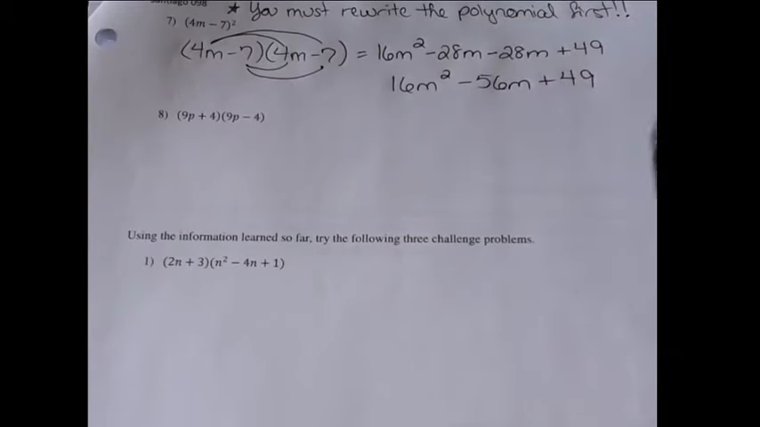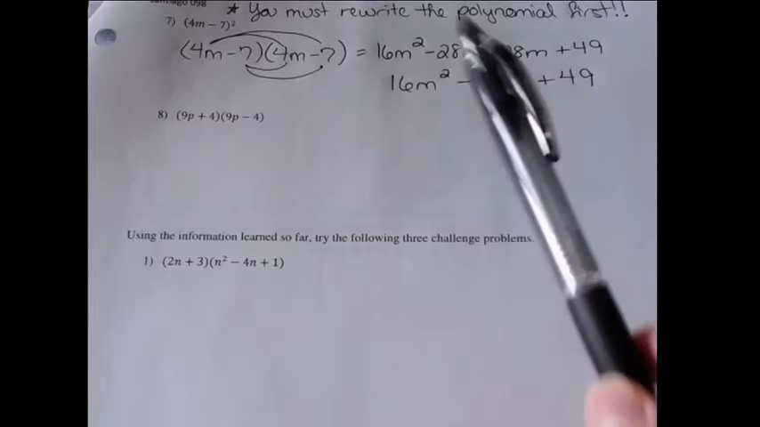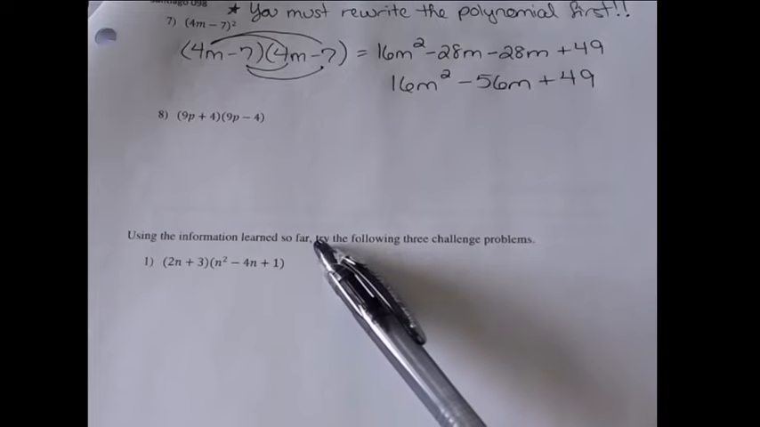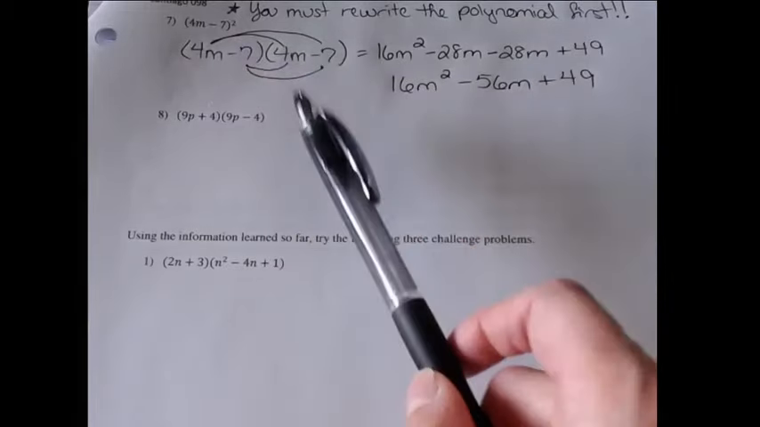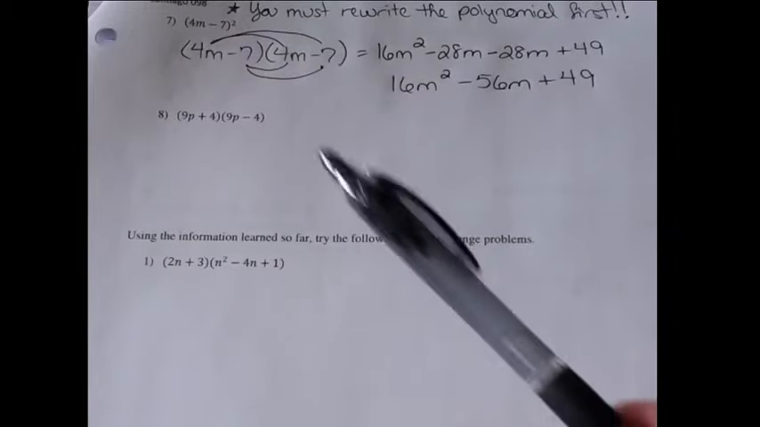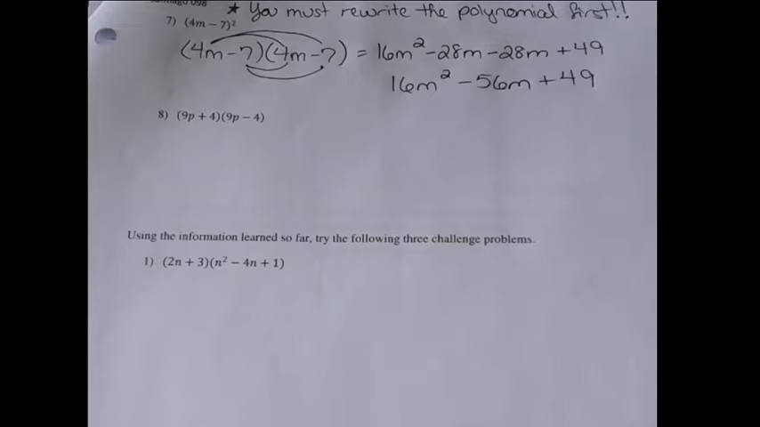Now imagine if you had said, oh, I'm just going to take a shortcut and I'm going to square the 4m and I'm going to square the 7. If you square the 4m, sure, you've got the 16m squared. If you square the negative 7, sure, you've got a positive 49. But what you missed is your middle term. So be super careful. Anytime you have a binomial, trinomial, 4-term polynomial, whatever it is, anytime you have something larger than a monomial being raised to a power, you must rewrite it that many times, and then you must distribute.